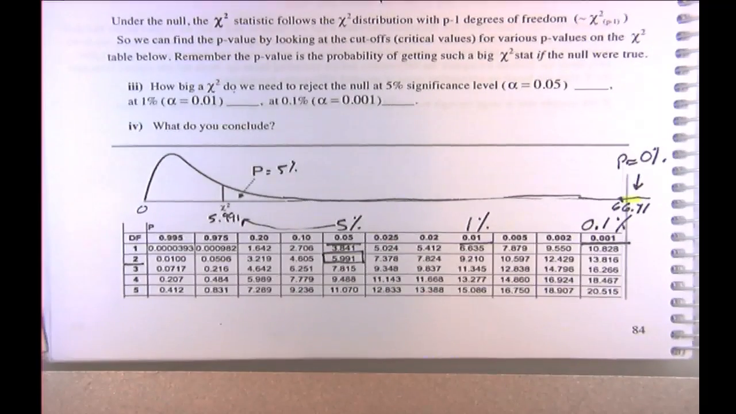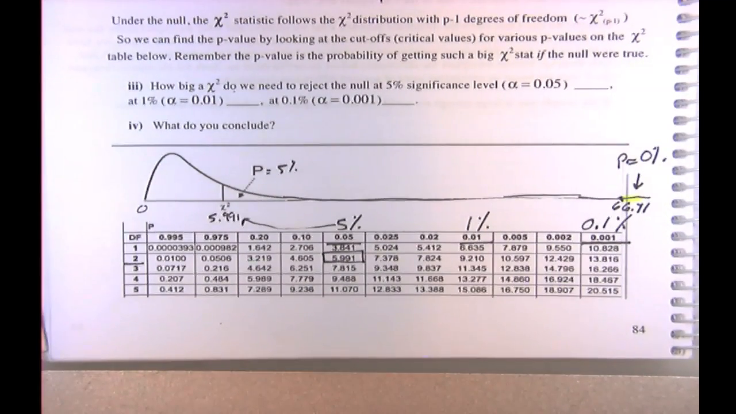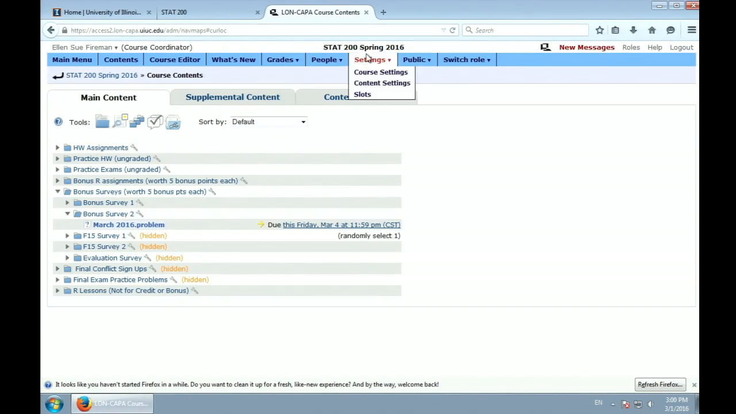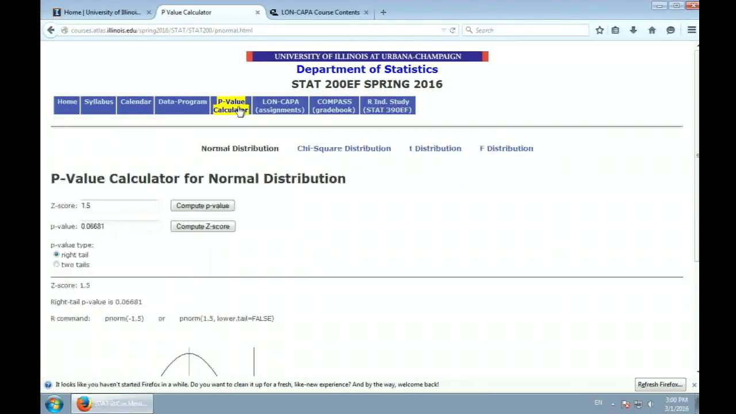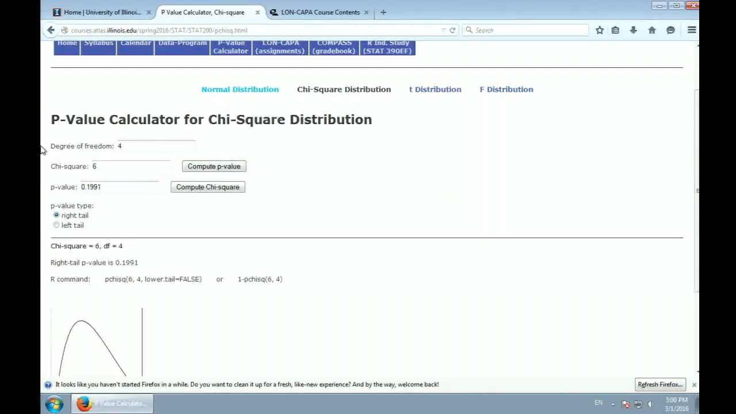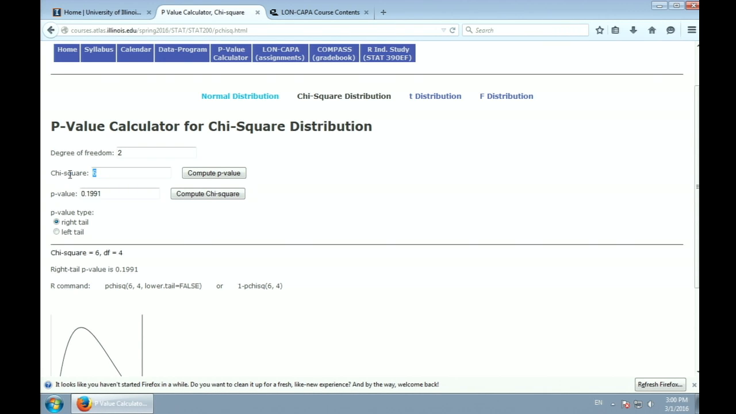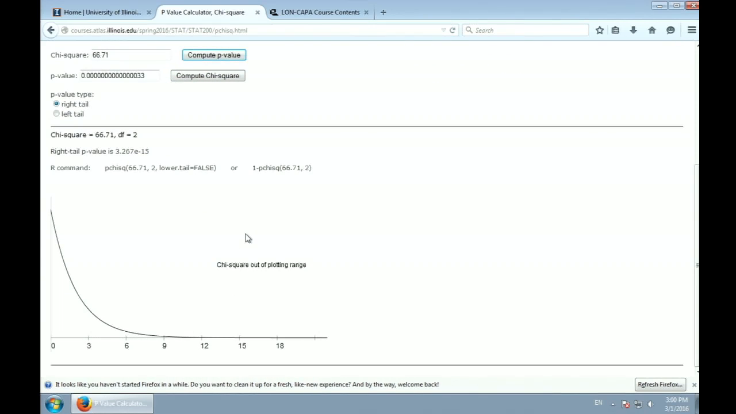We can look it up. Let's go to our computer and see what it is. Let's remember 66.71. All right, so let's do that, just so we can see if it even shows up. So we have this p-value calculator, right? And we can go to our chi-square distribution, and we have 2 degrees of freedom. And our chi-squared was 66.71, right? And we want to compute a p-value. Whoa! Look at our p-value. It's way off there. That's pretty tiny, isn't it? It's super tiny.